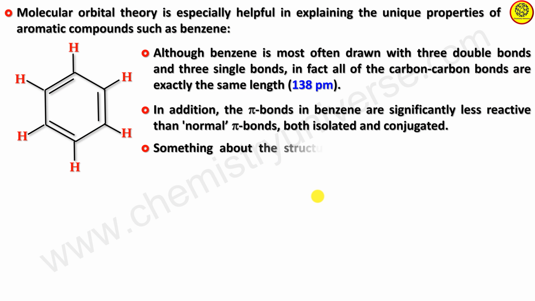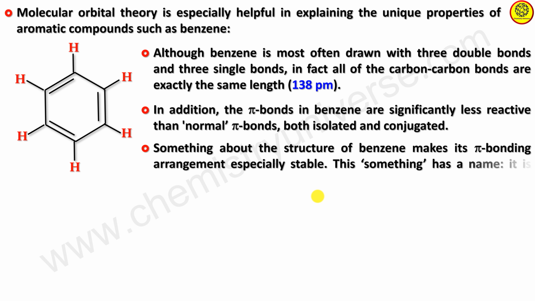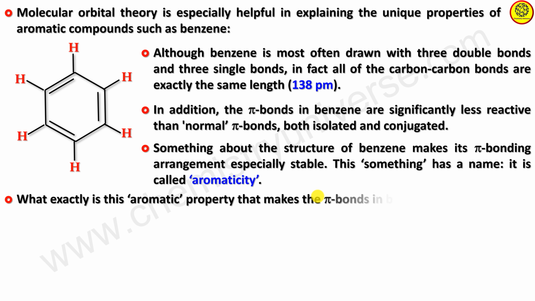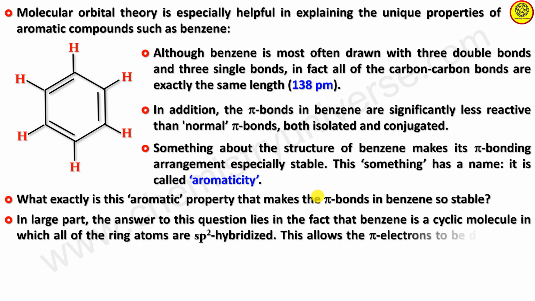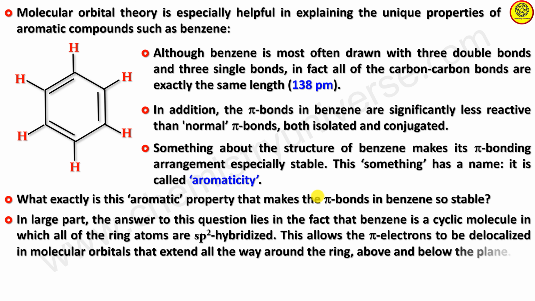Something about the structure of benzene makes its pi bonding arrangement especially stable, and this something has a name, and that is what we described as aromaticity. But what exactly is this aromaticity property that makes these pi bonds unique and so stable? In large part, the answer lies in the fact that benzene is a cyclic molecule in which all of the ring atoms are sp2 hybridized. This allows the pi electrons to be delocalized in molecular orbitals that extend all the way around the ring above and below the plane.